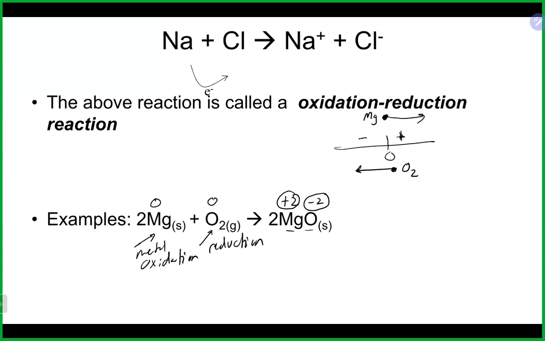Once again, the number line is not even necessary, just simply knowing that's a metal, that's going to get oxidized. That's a non-metal, it's going to get reduced. The oxygen is going to gain electrons. The magnesium is going to send the electrons over to the oxygen in this case. Once again, a transfer of electrons is what is happening in this reaction.